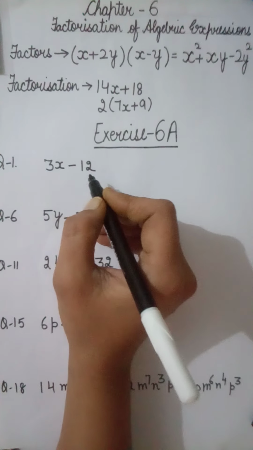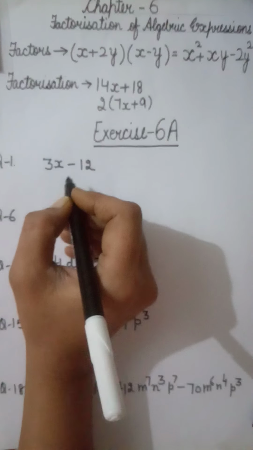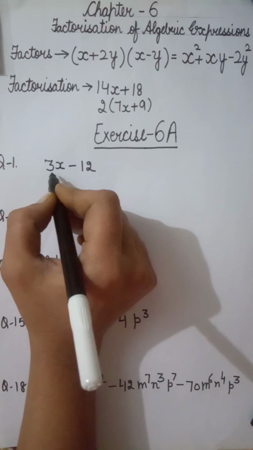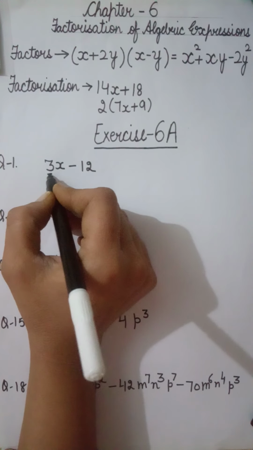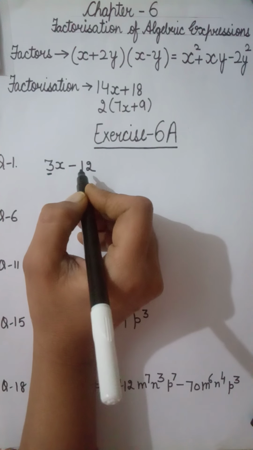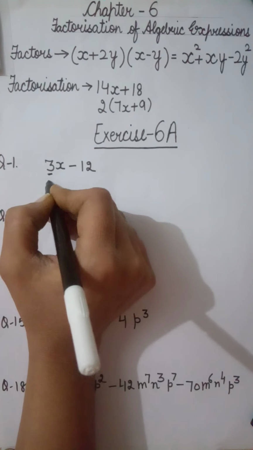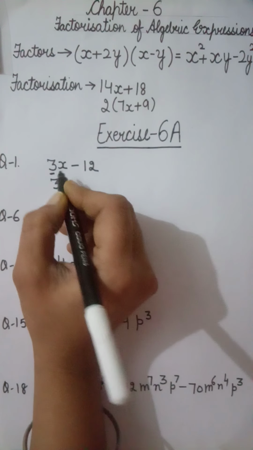3x minus 12. We have to factorize this. Now how to factorize? Firstly, we find the common factor. What is common between these two? We can say 3 and 12 both are divisible by 3. So 3 is common. So we can write 3 as common.